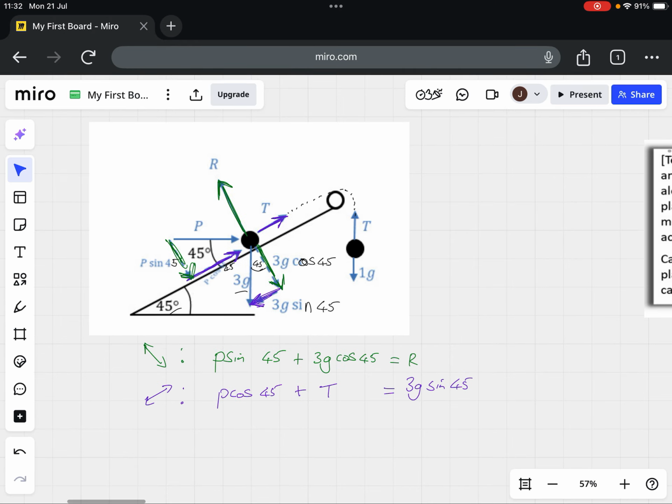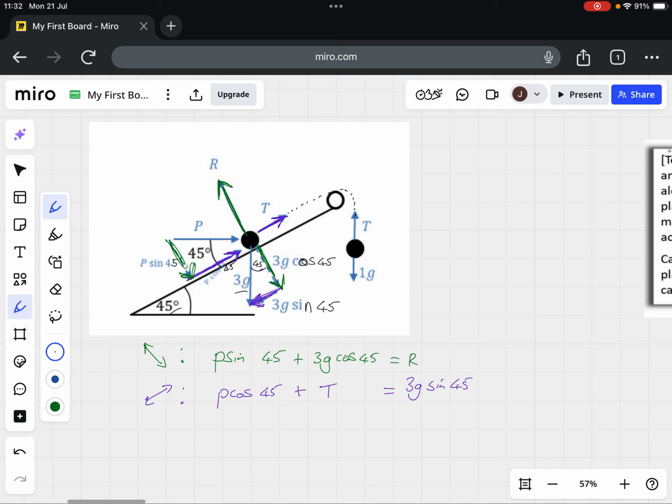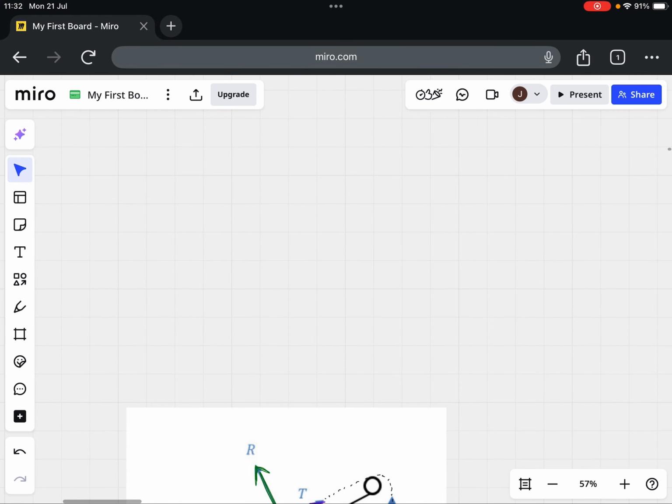Let's do this other particle at the side. So that can have its own colour. Let's do this one here. This is just T equals G if it's in equilibrium. Let's just read and check that it's in equilibrium.